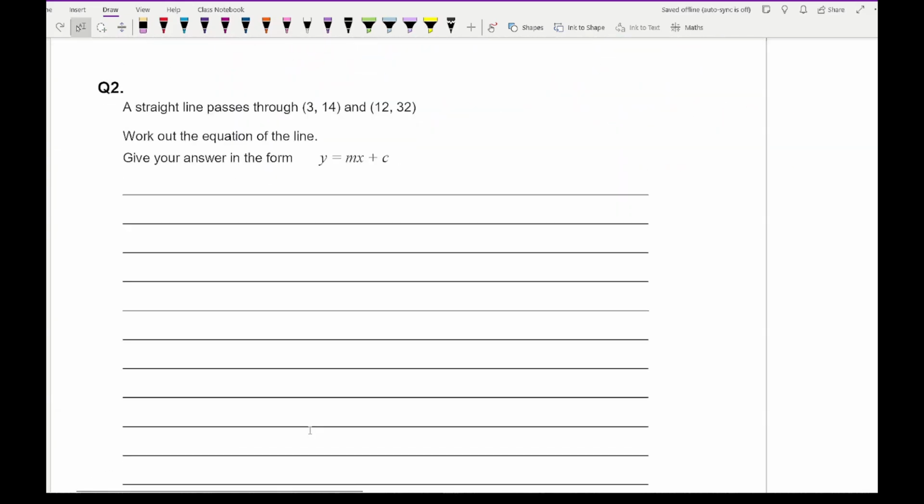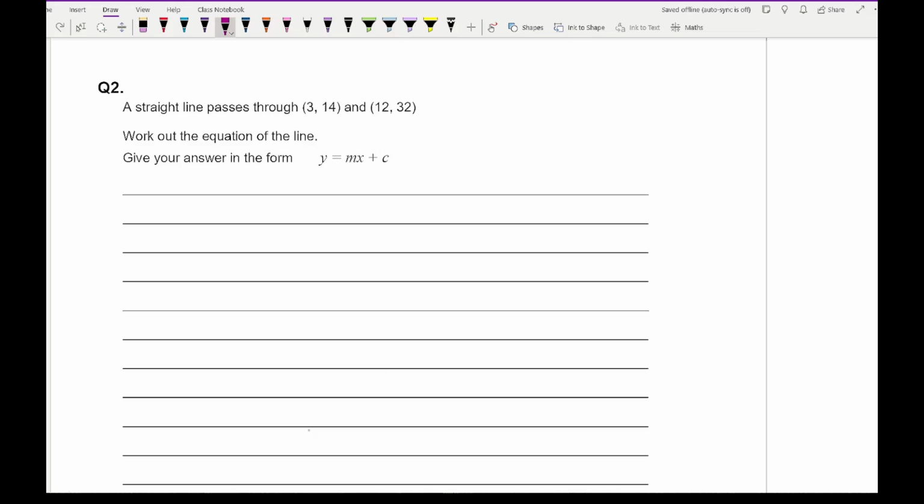Moving on to question 2, it says a straight line passes through (3, 14) and (12, 32). Work out the equation of the line. For this, there's a couple of ways in which you can do this. You can either find the gradient between the 2 points, then substitute that for m, and then use y minus y1 equals m times x minus x1, or you could use y equals mx plus c.